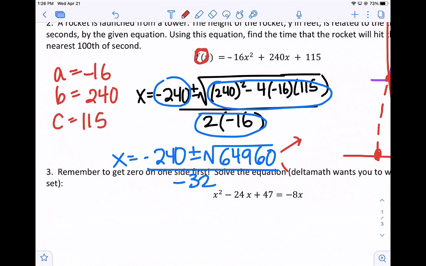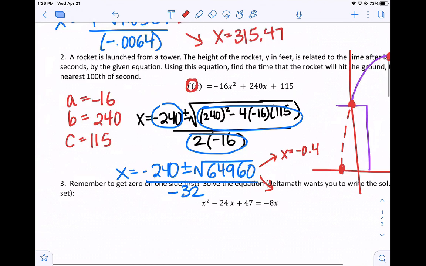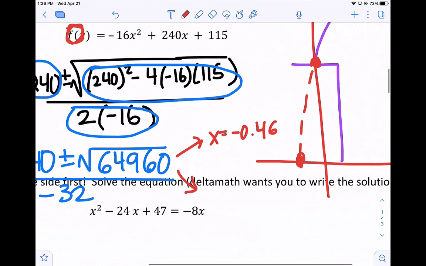When we type it in, I like to do the plus first. So I'll do negative 240 plus the square root of 64960. I'll hit enter, then divide by the negative 32. And here I get a negative. So one of our answers is negative, x equals negative 0.46 when rounded to the nearest hundredth of a second, which is 2 places after the decimal.